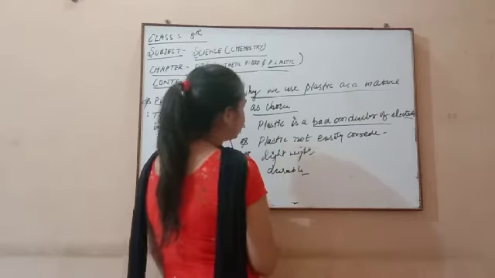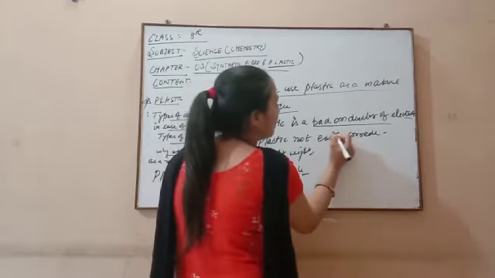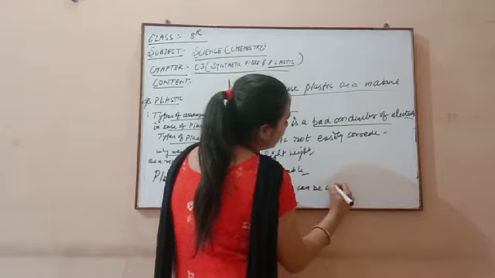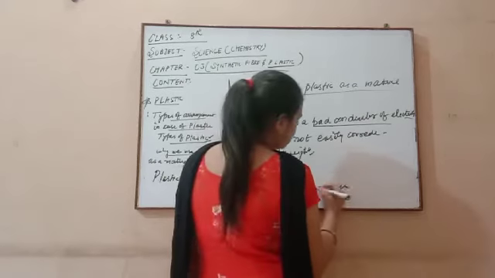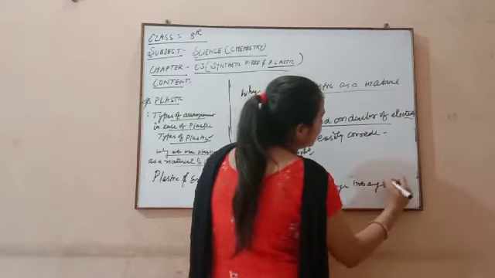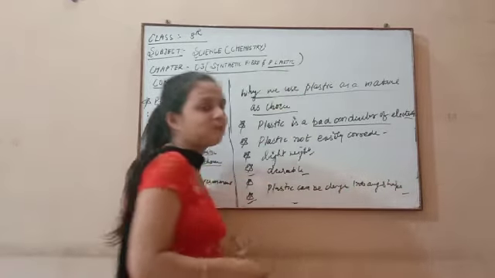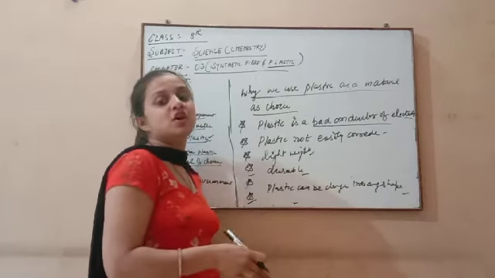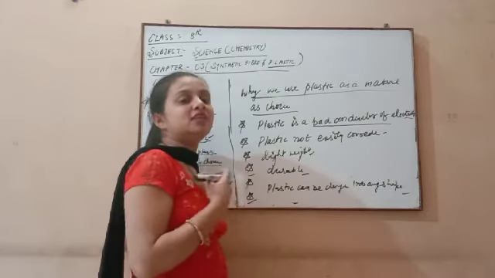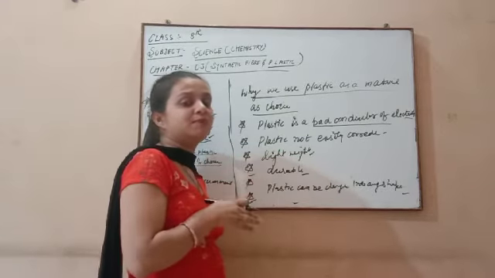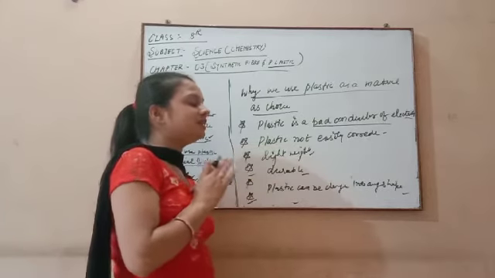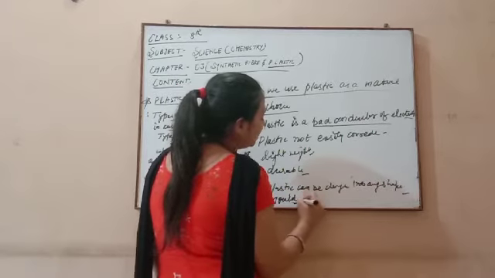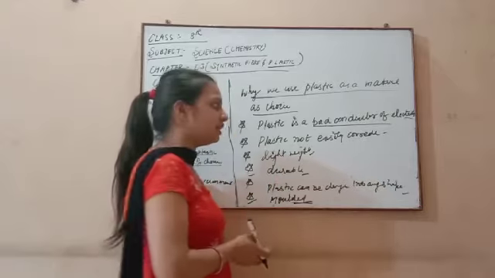Fifth one, after this we discuss that it can be changed into any shape, meaning it can be easily changed into any shape. Now the next one is molded. It can be easily molded into different shapes and it can be bent easily also.